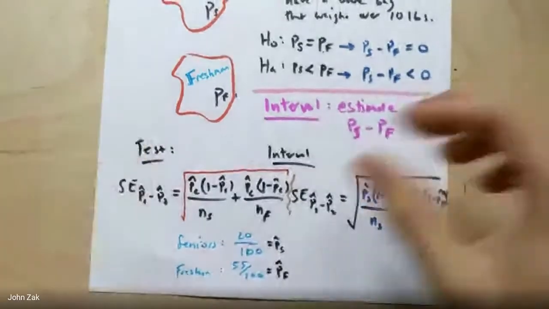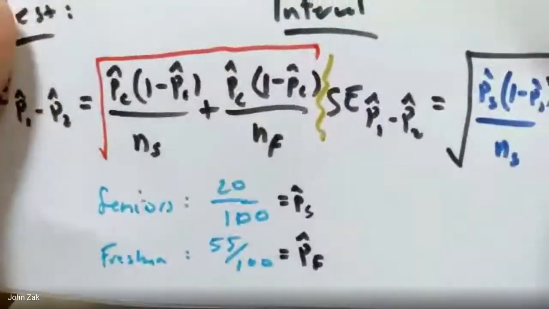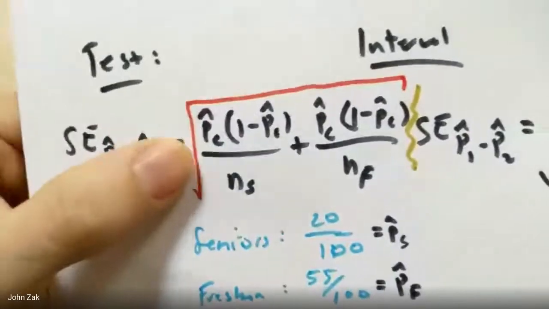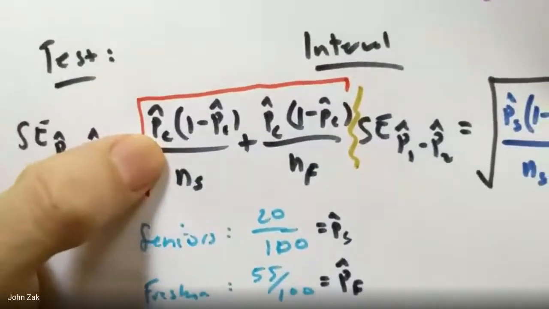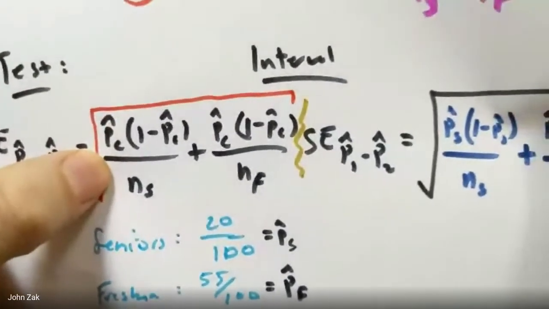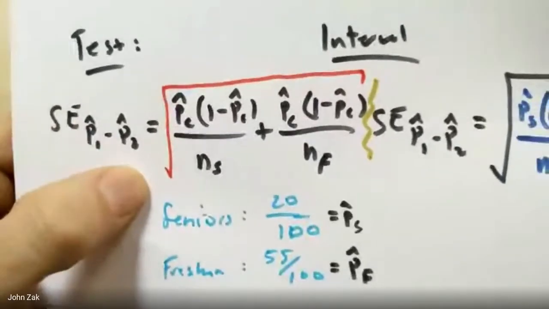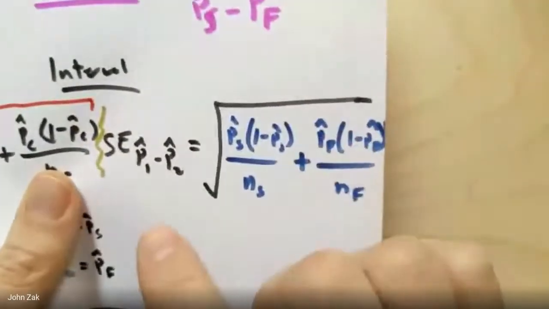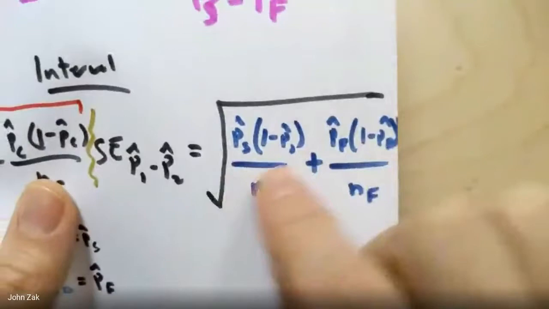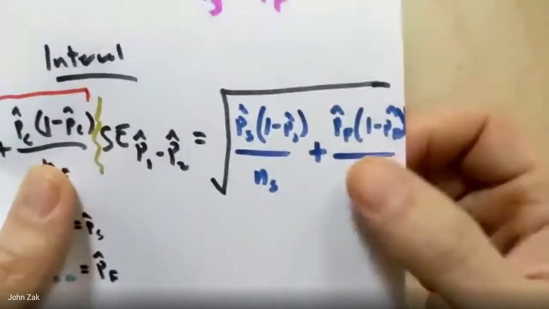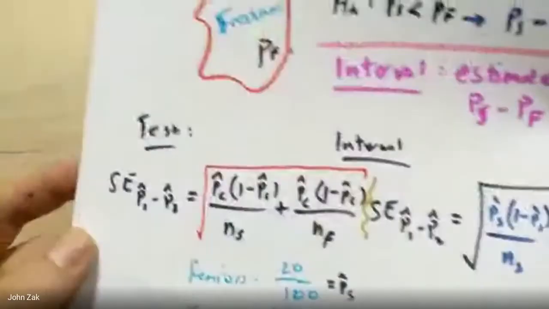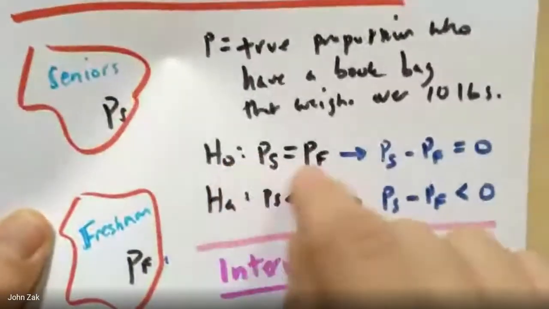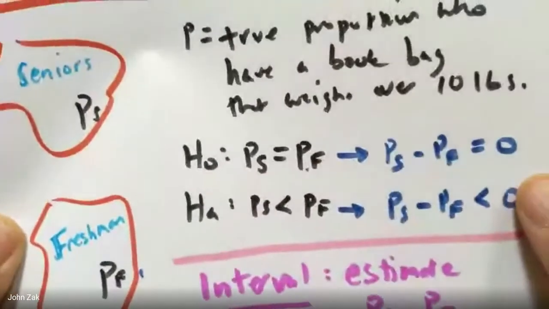So if we notice here, and let's really zoom in now, the key difference is that when I'm doing the test, I'm going to use this combined estimate for P hat when I'm making my test statistic, and for the interval, I'll actually use the two separate ones. Again, the real reason why in a test I make this assumption that PS and PF should be exactly the same.